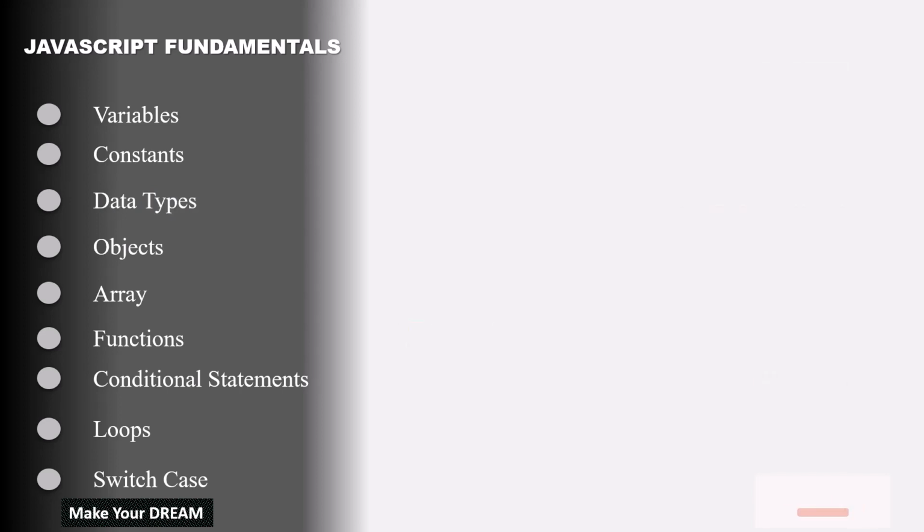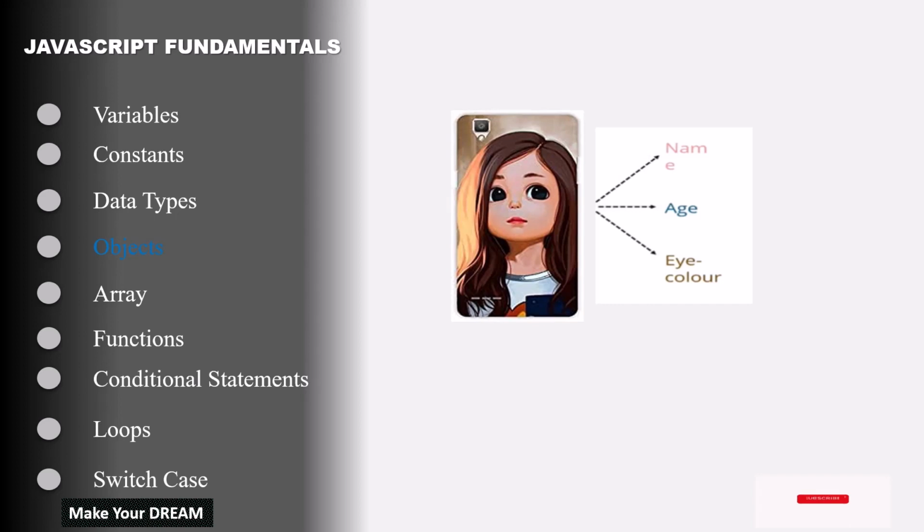First of all, we look at objects. Objects are basically a standard entity with properties and types. It is an object like in the real world. For example, a girl is named Elena, her age is 23 and her eye color is black. So in this example, the object is the girl and the name, age and eye color are the properties of that object.